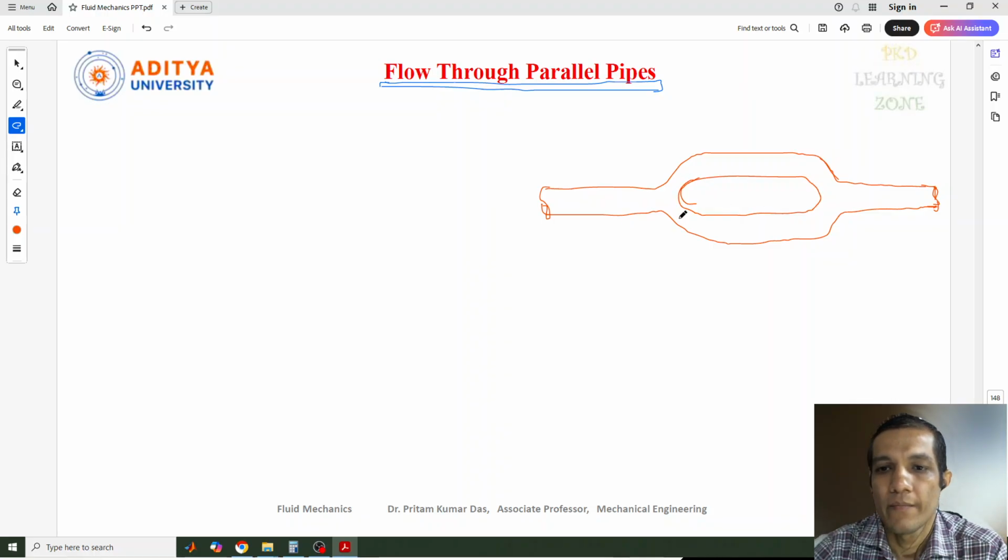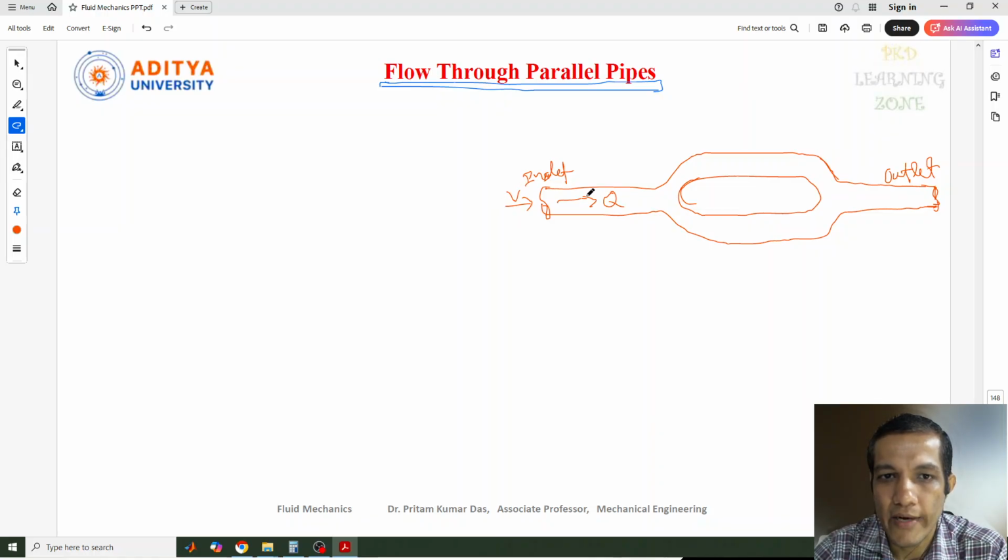Now if you see the fluid coming in through this pipe, this is the inlet of the pipe, and this is the outlet position of the pipe. When the fluid is coming inside, suppose it has a flow rate of Q and a velocity of some V.